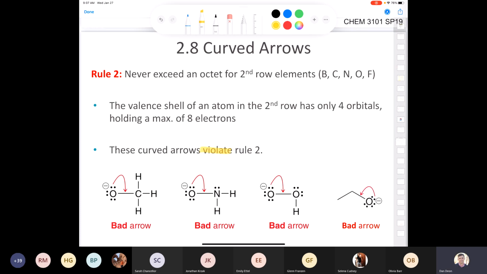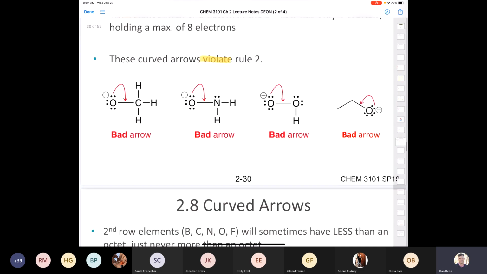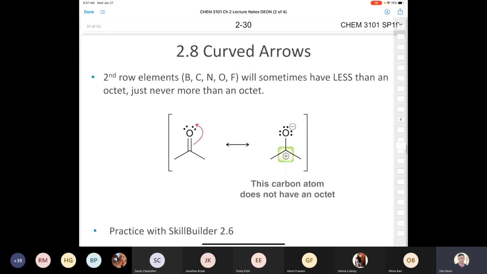Violation, right? They're violating a rule, okay? So you don't want to violate rules. No rule violation in organic chemistry. But second row elements can have less than an octet. They definitely have less than an octet. Second row elements, boron, carbon, nitrogen, oxygen, fluorine, sometimes they can have less than an octet.